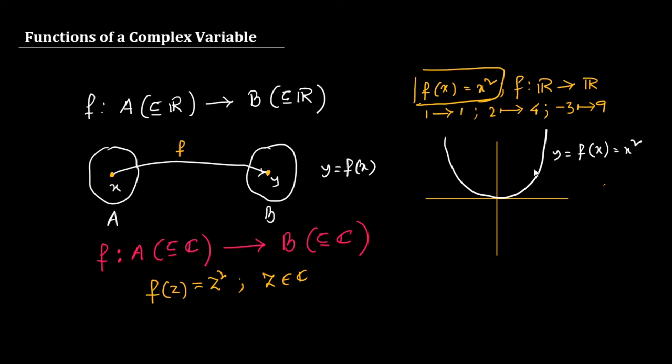Hold on, think of it. In the earlier case, both your domain and codomain were real lines, so you plotted f(x) equal to x square very easily in the two-dimensional Euclidean plane. Now, if you try to plot it analogously, you will face a problem. Your domain is the set of complex numbers, and the codomain is also the set of complex numbers. If I call this the x-axis and this the y-axis, the domain axis should be replaced by the complex plane, that means this line should be replaced by a two-dimensional plane.